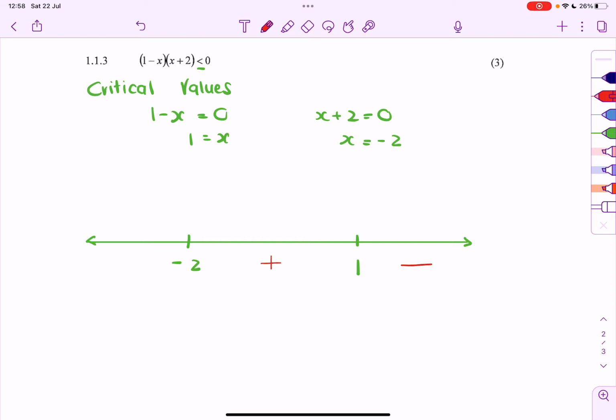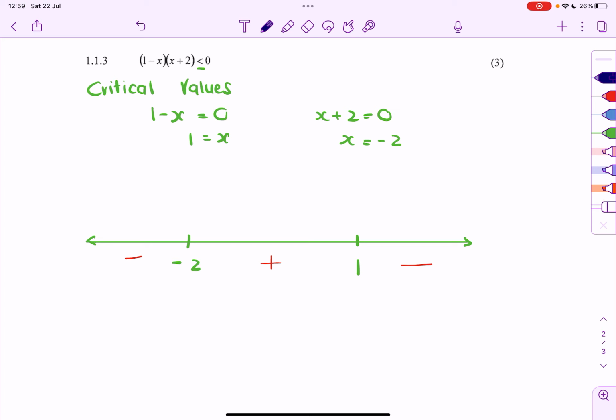Now, let's look at the region where numbers are less than minus 2. So let's maybe choose negative 3. So 1 minus minus 3 gives us 4. So we are having a positive value here. And minus 3 plus 2, we have minus 1. So we have minus. Positive times a negative, we get negative.